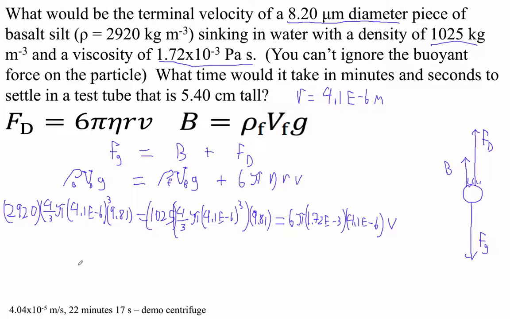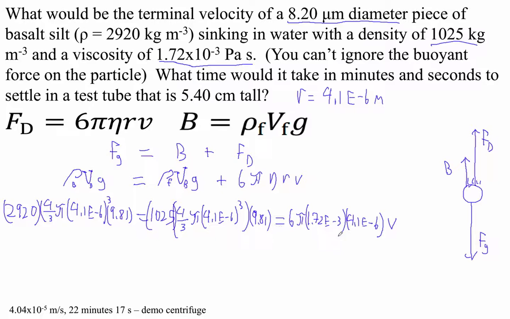So I go 2920 times 4 divided by 3 times pi times 4.1 e minus 6 raised to the 3rd power times 9.81. Oh, whoops. I always do that. I forget. All right. Times 9.81. Okay. Minus 1025 times 4 divided by 3 times pi times 4.1 e minus 6 raised to the third, right arrow, times 9.81. I'm just not used to this new OS.